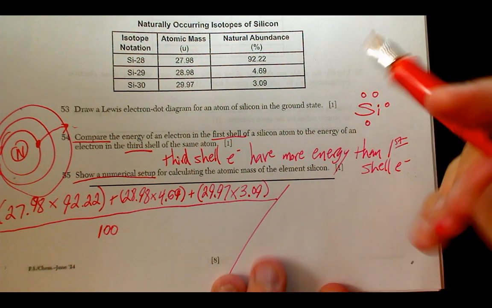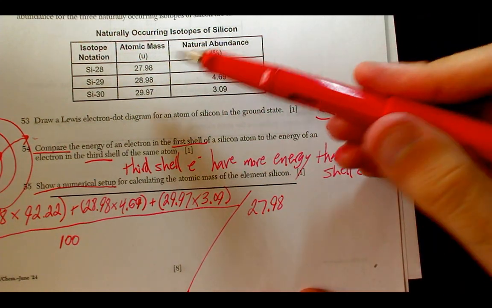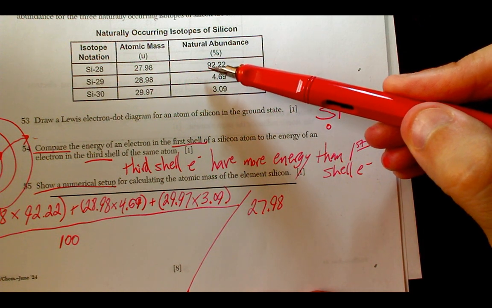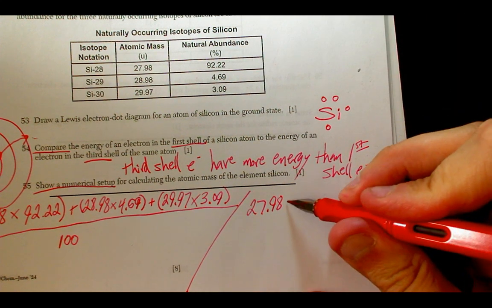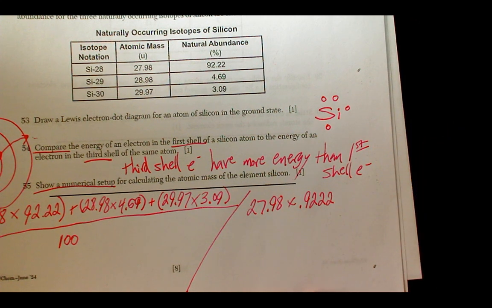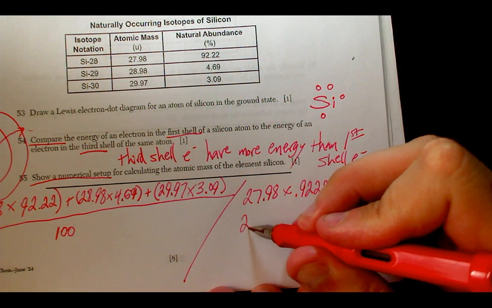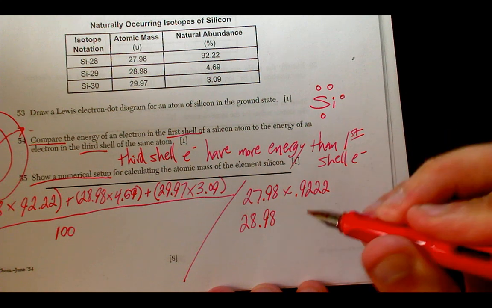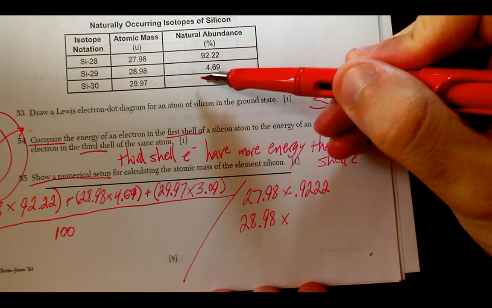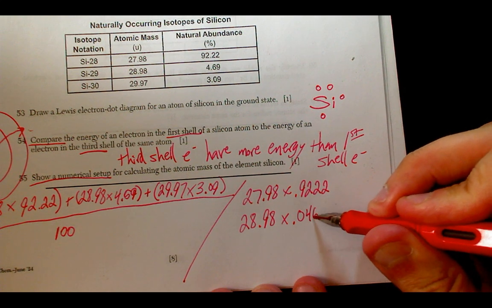So what that's going to look like is 27.98, right, that's the number from here. Instead of multiplying by 92.22, I'm going to move this decimal 2 spots to the left, and I'm going to multiply it by 0.9222. For the next one, again, 28.98 times, and I'm not going to multiply it by 4.69. I'm going to move the decimal point 2 to the left, and it's going to be multiplied by 0.0469.